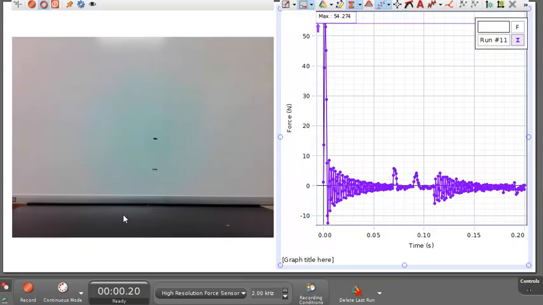Prediction 1-3: what will happen to the maximum force if you increase the mass of the clay ball but allow it to drop with the same velocity? And it turns out that if we increase the mass, we increase the force. We increased the mass by almost 20 grams, and we got that additional 5 newtons of force.